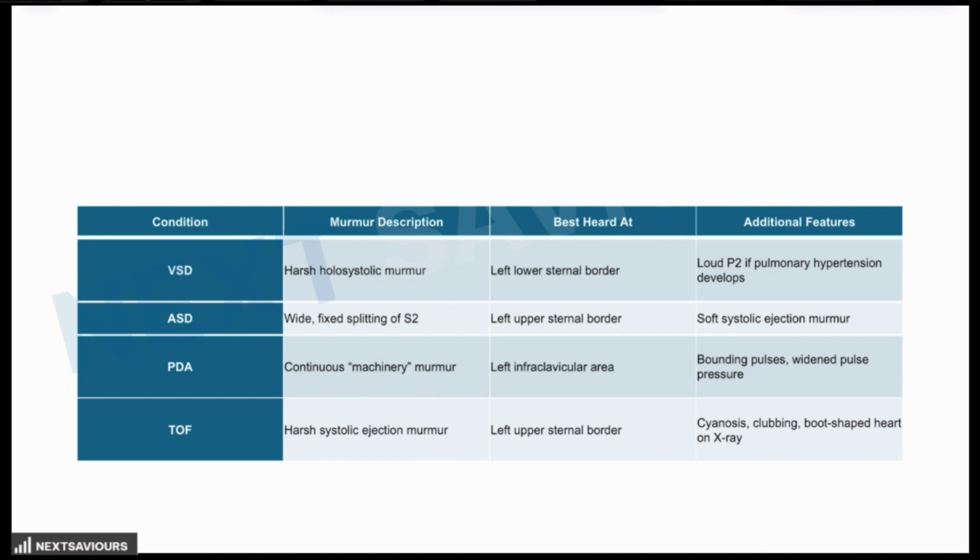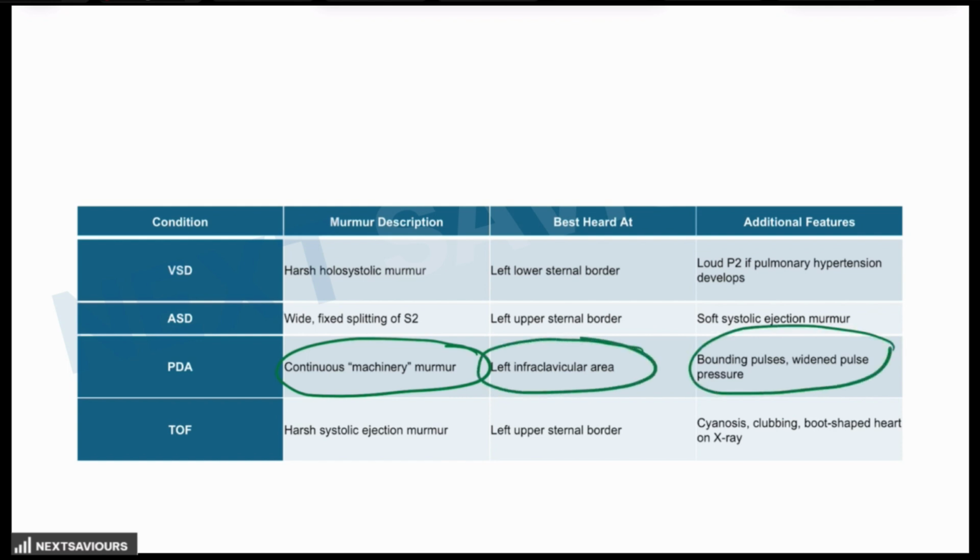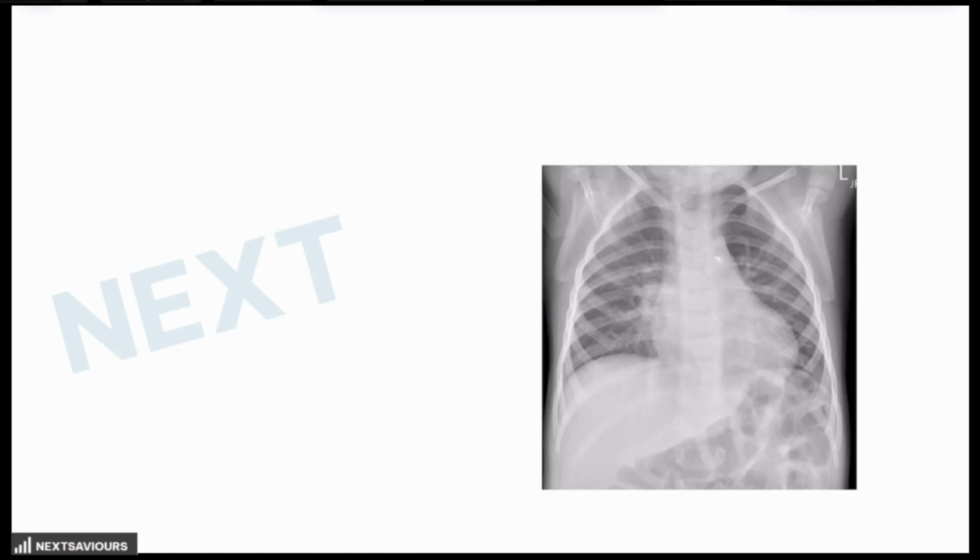The murmurs related to the patent ductus arteriosus we have already talked about: there will be a continuous machinery murmur which is best heard at the left infraclavicular area, along with bounding pulses and widened pulse pressure. These are the specific findings for PDA. As far as X-rays are concerned, there will be cardiomegaly and a prominent pulmonary artery.